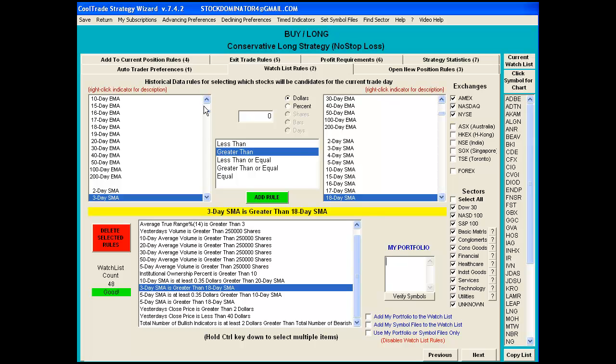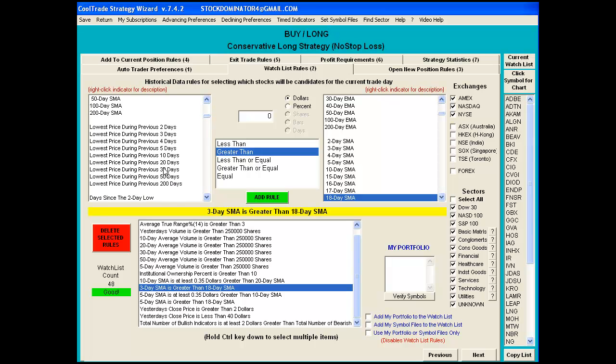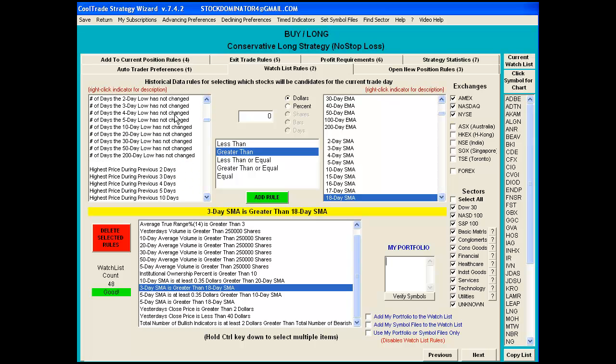So the watch list, it looks at historical data: price, volume, moving averages, low prices over specific periods of time, days since lows, number of days a low hasn't changed, highest price during previous 2 days, 3 days, 5 days, etc.